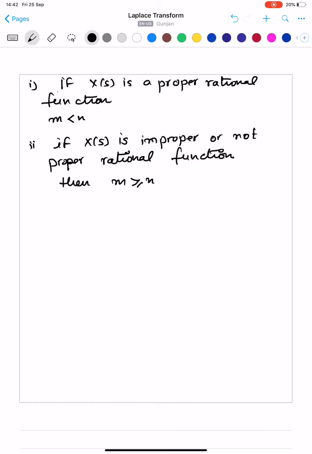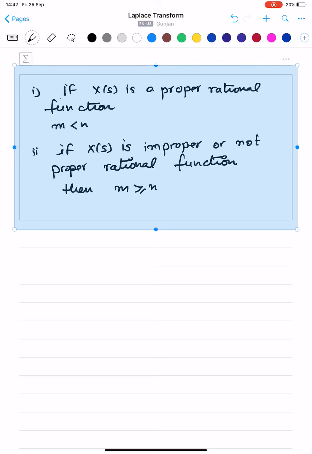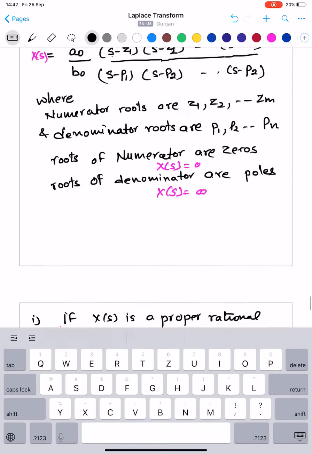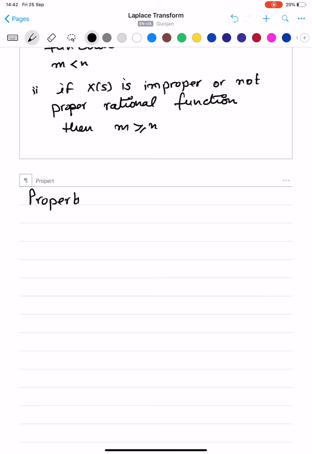Okay, so now we are ready to know about the properties of ROC, because the properties of ROC depend upon X(s). So we define them according to the polynomial X(s) given to us. So now, let's say, properties of the region of convergence, or you can say ROC.